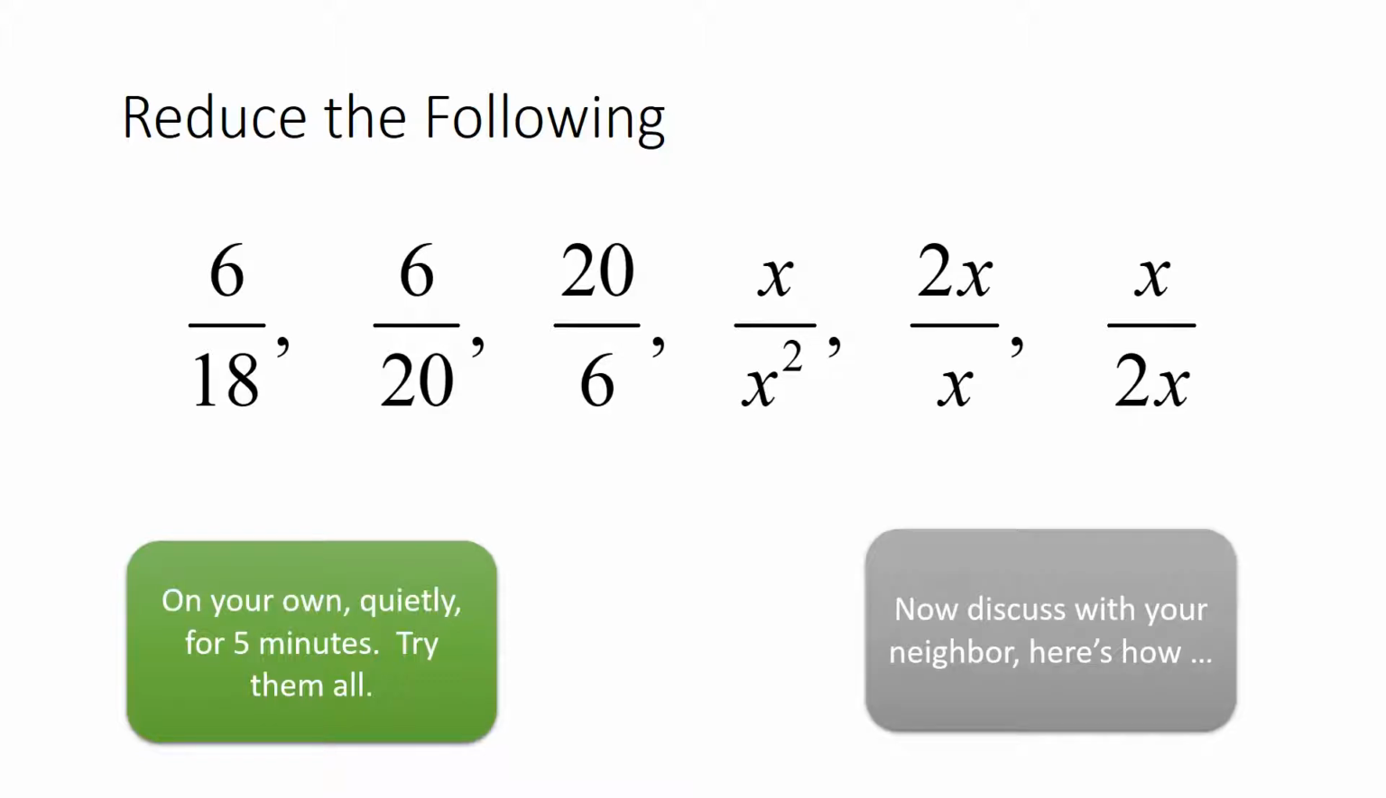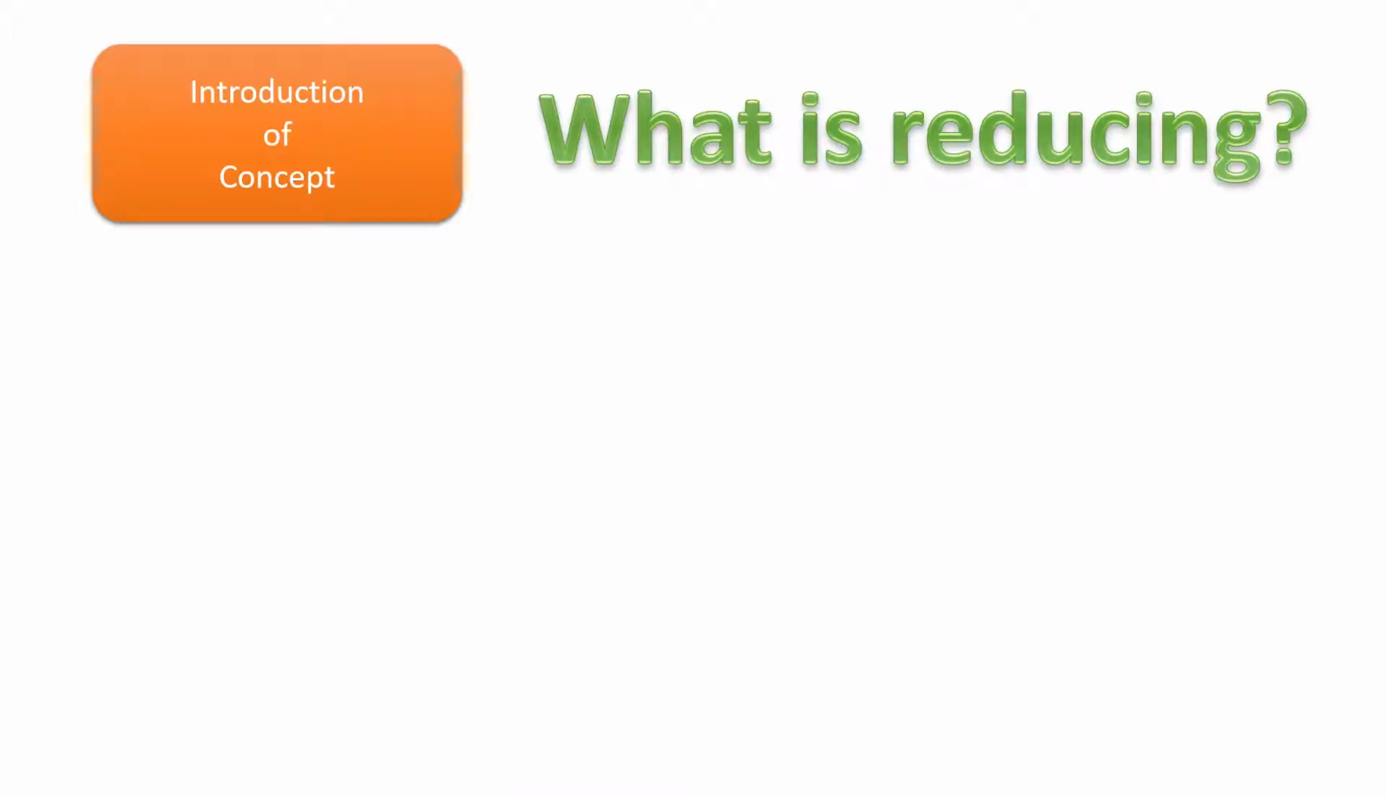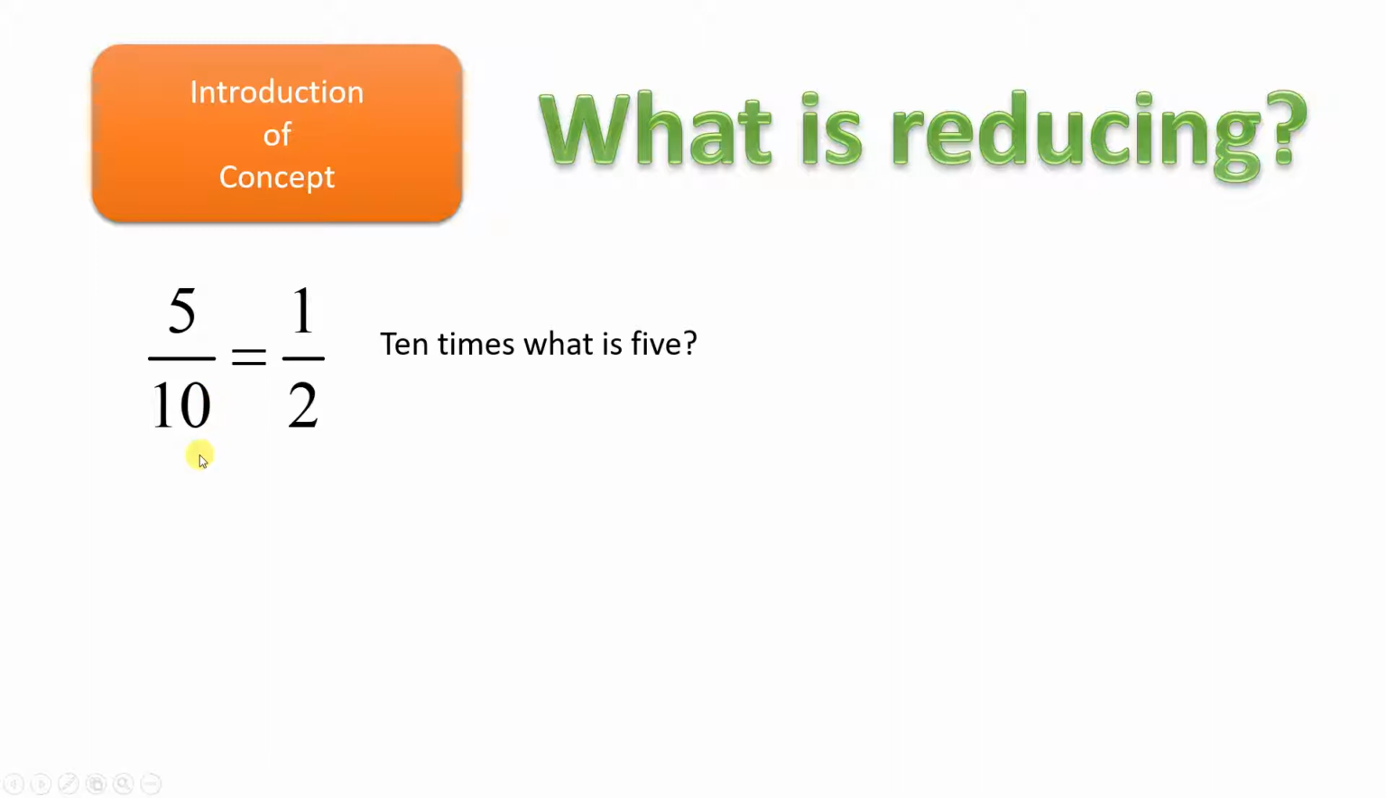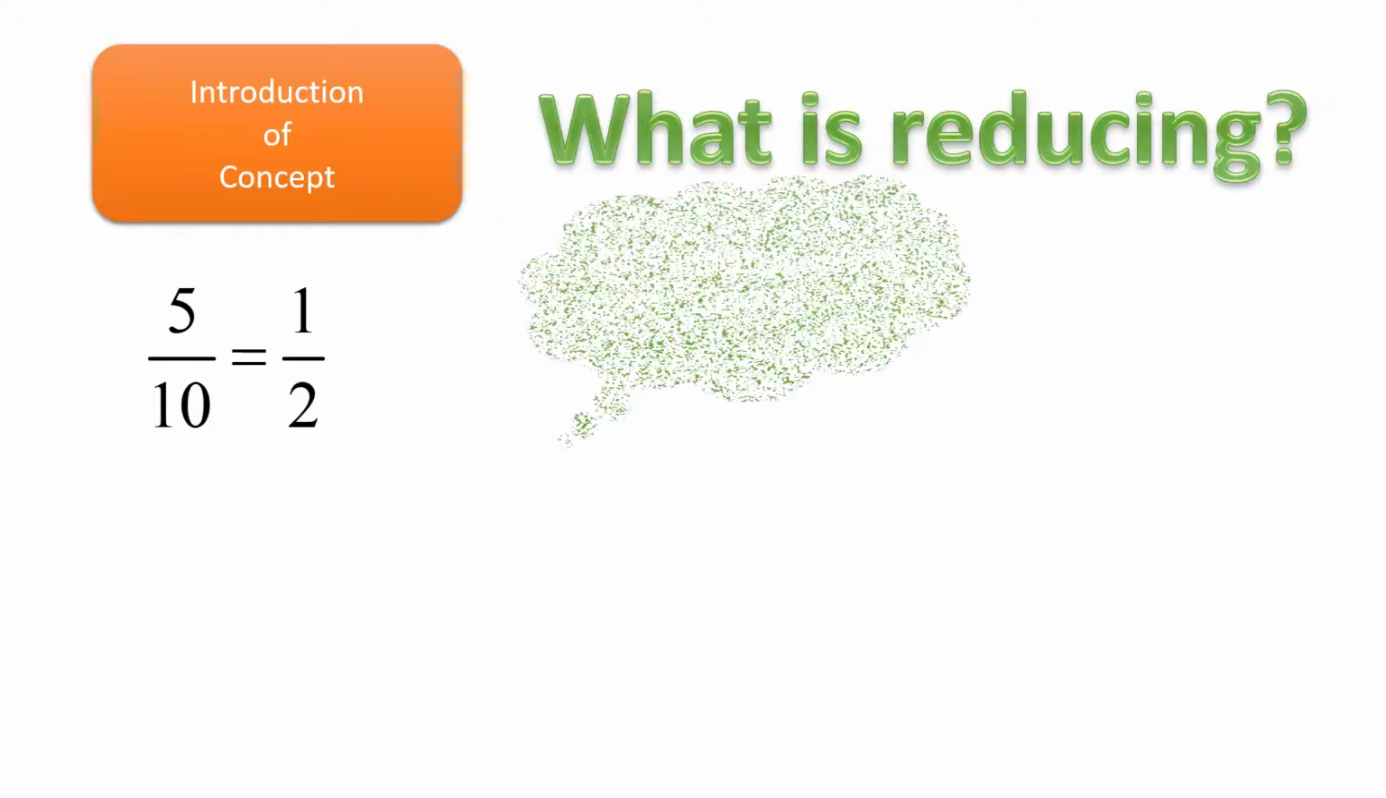In a high school classroom, I have kids do this, and then I have them talk about it with each other. So what is reducing? Why does 5 over 10 equal 1/2? Well, the reason why is because fractions really ask a question. This is really saying 10 times what equals 5. And of course, it's 10 times 1/2 equals 5. And we got to keep that in mind because that's how we know if we're really right or not, okay?